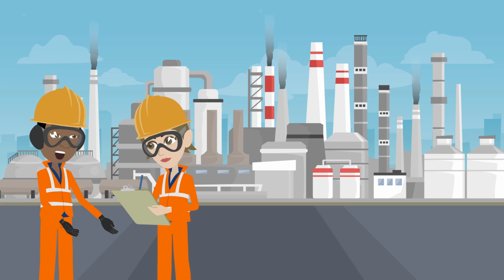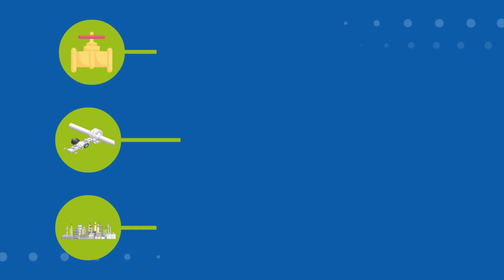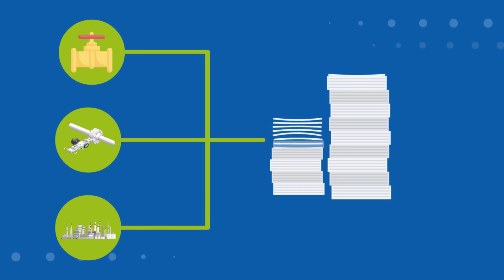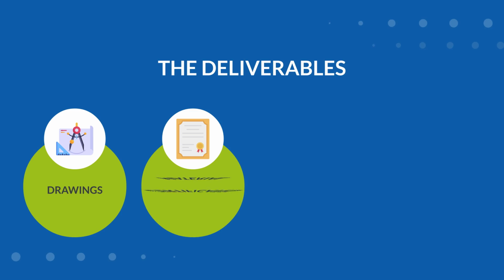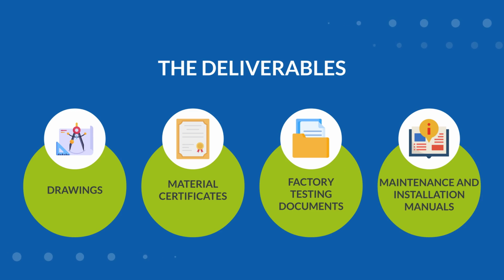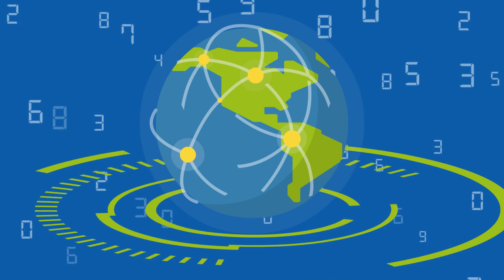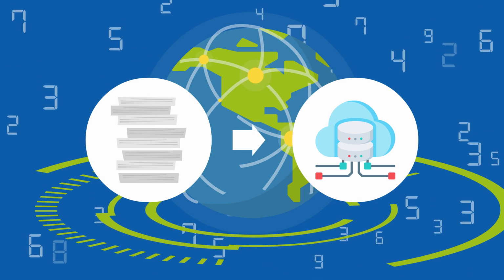Products in the process industry usually come with lots of technical documents. No matter how simple the product or project scope is, hundreds of paper pages are in demand to take it on. Especially since the deliverables involved include drawings, material certificates, factory testing documents, and maintenance and installation manuals. As our world becomes more digital, switching to a more sustainable and effective medium than paper is a priority.